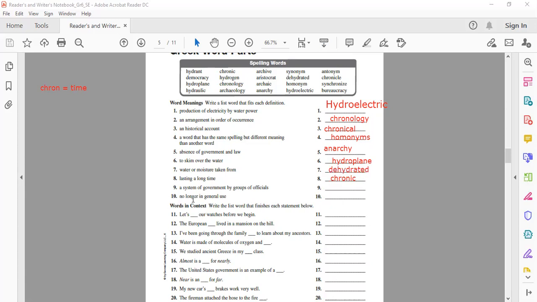Excellent. A system of government by groups of officials, of people from the army. What do we call it? What is the system that is offered by a group of people from the army? I call it bureaucracy.